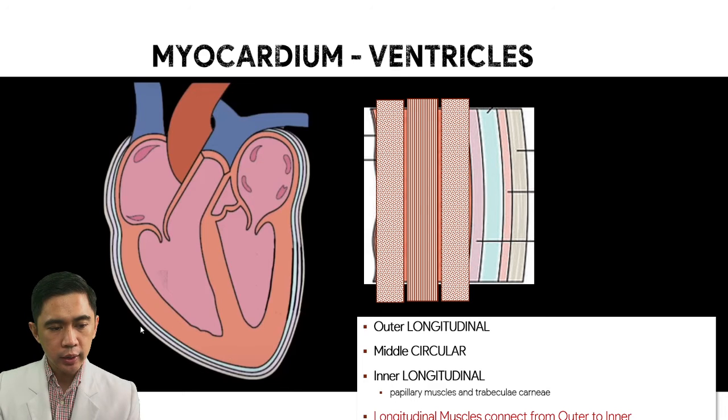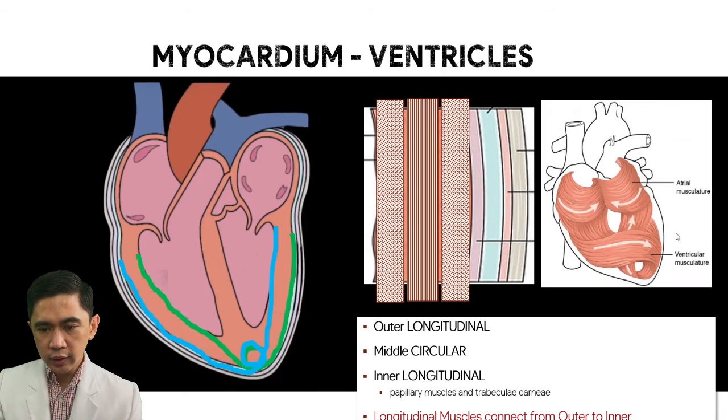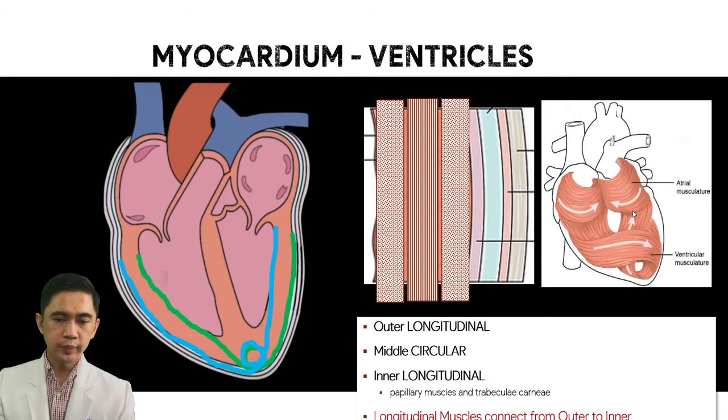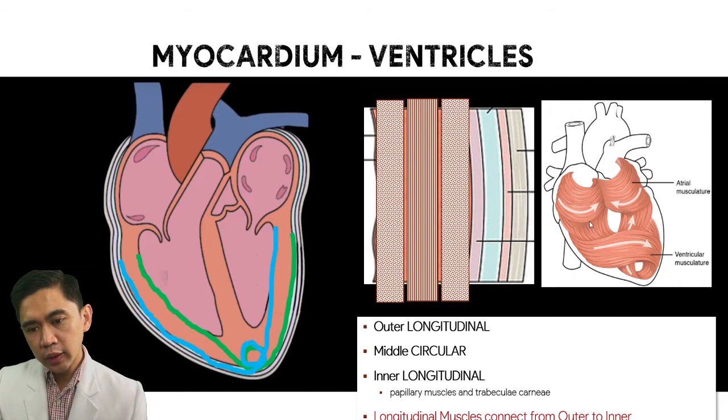One distinct feature of the myocardium of the ventricles is that the longitudinal muscles connect from outer to inner. The longitudinal muscles from the outer longitudinal and the inner longitudinal, they connect with each other from outer to inner. They do not connect to the middle circular, but it connects from outer to inner and outer to inner. It forms a vortex, so outer to inner, outer to inner. And this is what it looks like.